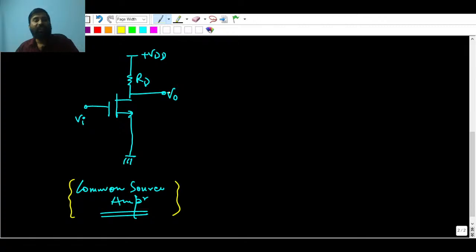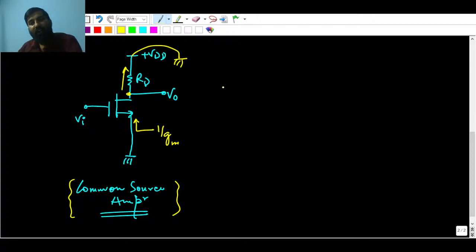As we know, the resistance looking from the source terminal is 1 by gm. Always keep this in mind; in the classroom I always discuss this. If you look from the source terminal, it is always 1 by gm. And if you look from the output to the ground, when finding the small signal gain you have to make the DC supply ground, so looking from here to the ground it will be RD.